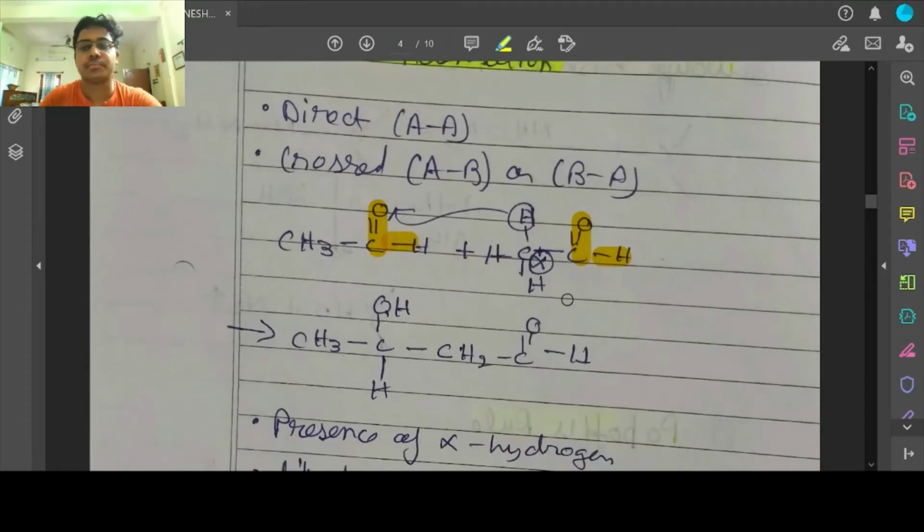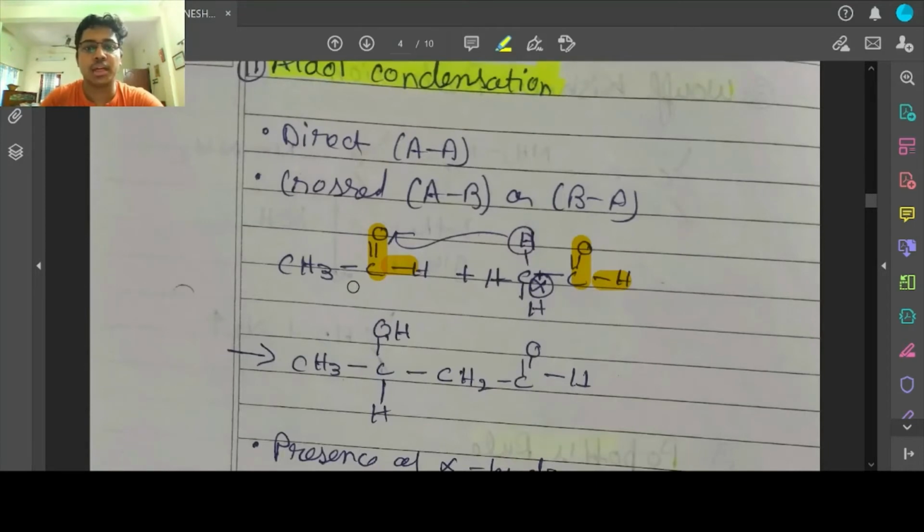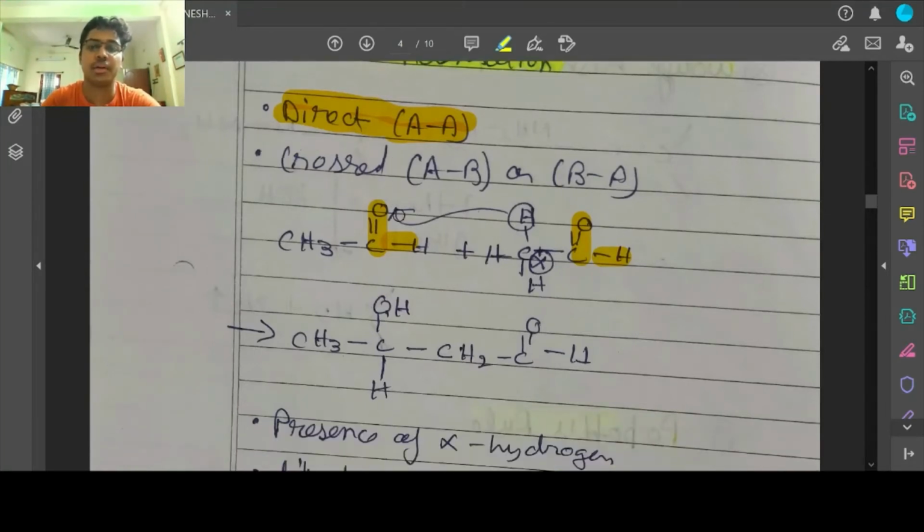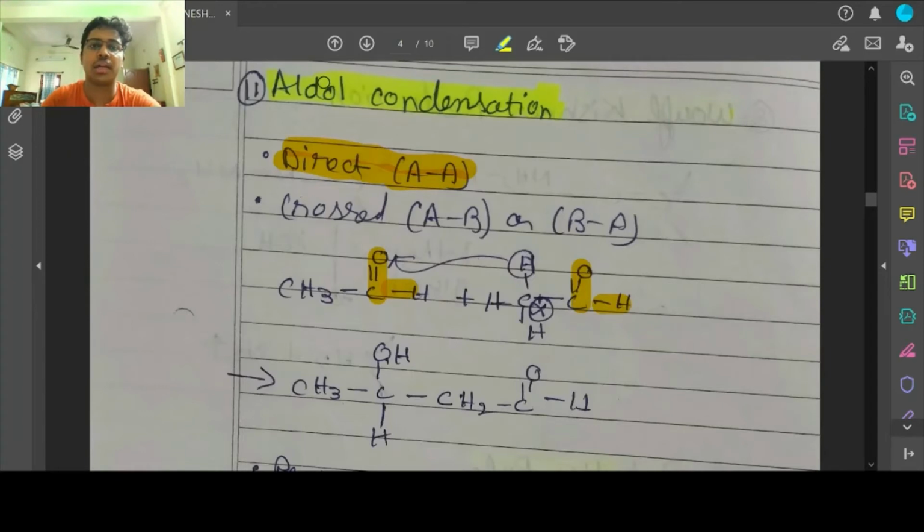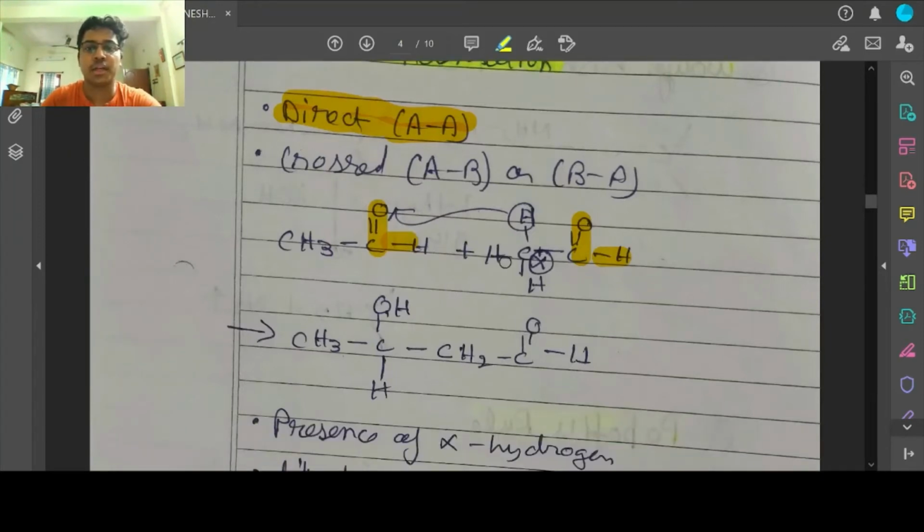See, both the compounds are same. This is CH3 C double bond O H, and this is also CH3 C double bond O H. I have written the three hydrogens in the other form. Both are the same compounds. Since both are the same compounds, we name it direct aldol condensation. Direct means both the reacting compounds are equal and same. So AA combination, or direct aldol condensation.